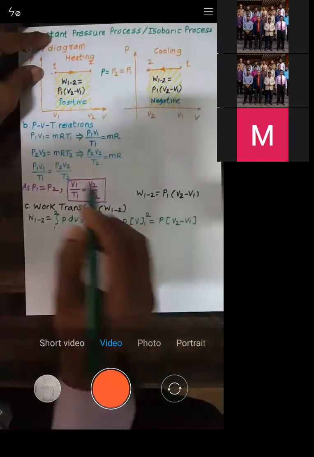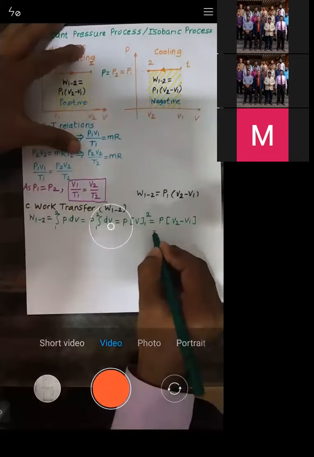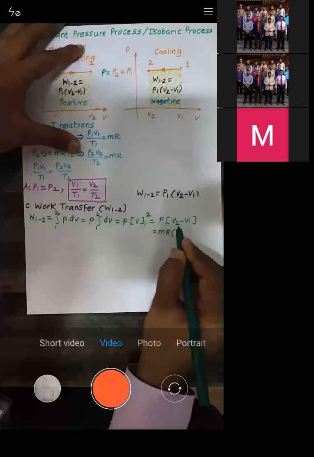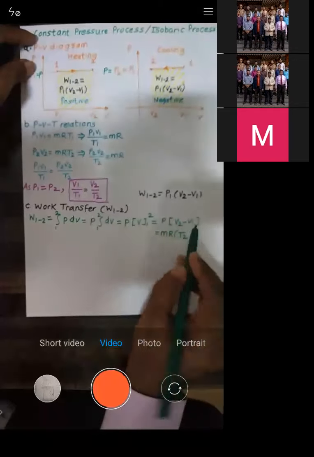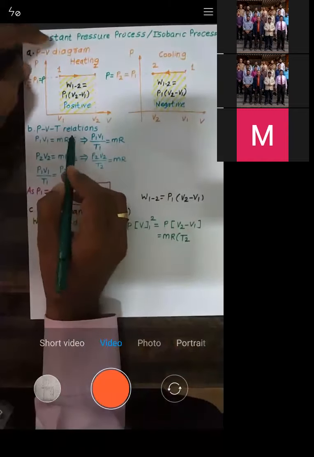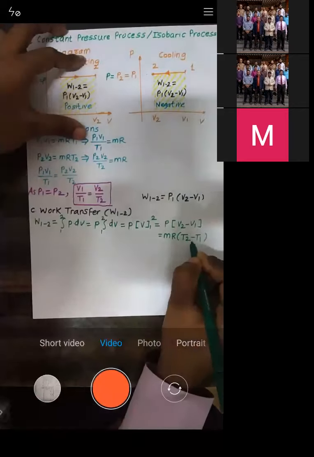Then what is P into V2? You can check it. It's mRT2, right? So P into V2 is mRT2. What is P into V1? It's mRT1, right? So I will write this as mR(T2 minus T1).